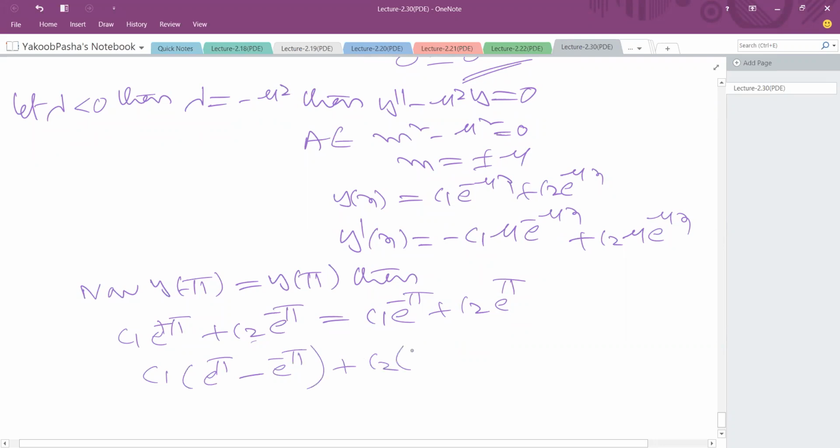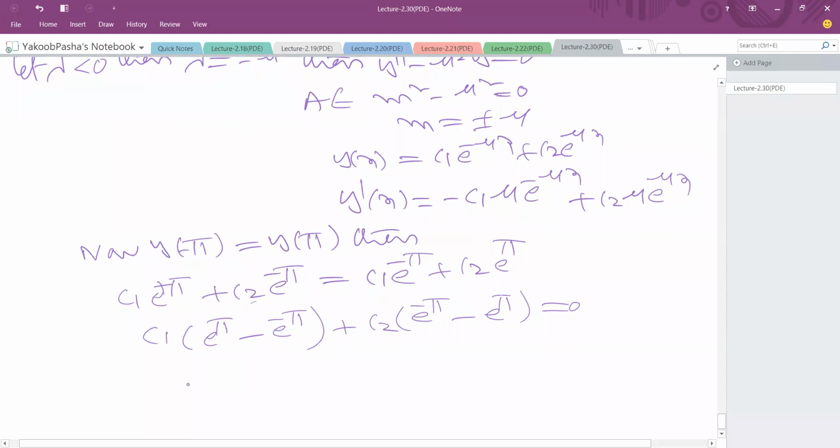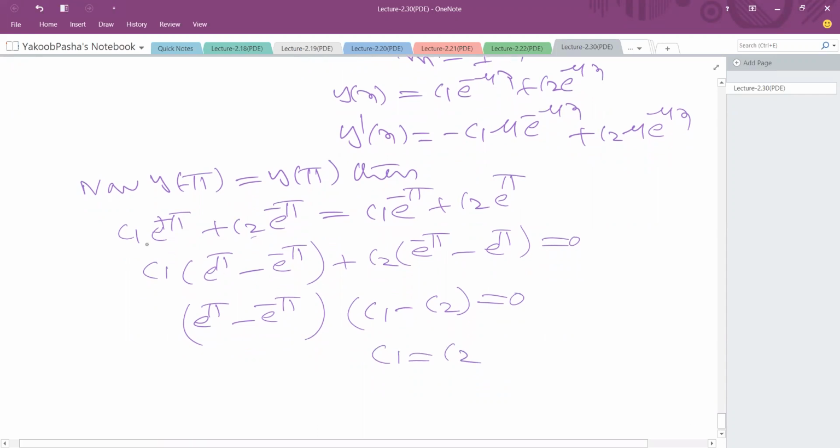While taking C2 common, e to the power of minus pi minus e to the power of pi is equal to 0. If we take e to the power of pi minus e to the power of minus pi as common, we get C1 minus C2 is equal to 0. We know that the exponential will never be 0, so C1 is equal to C2. When C1 is equal to C2, what happens here?